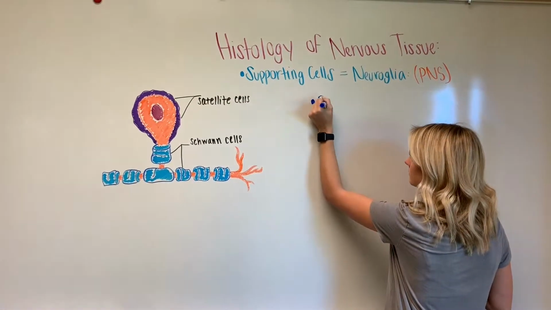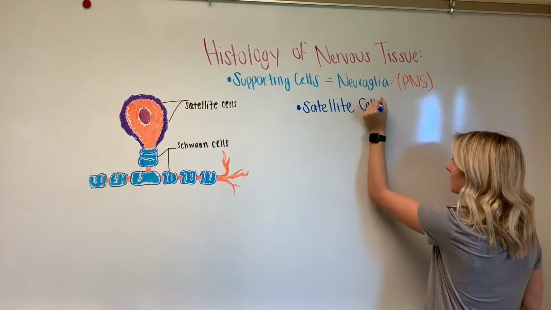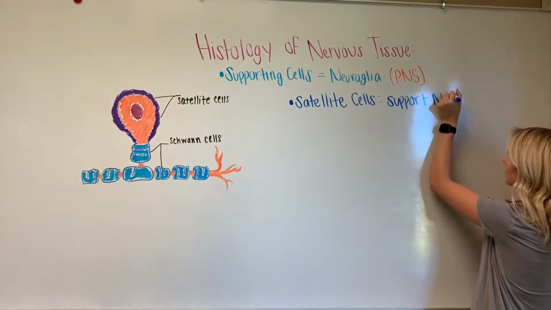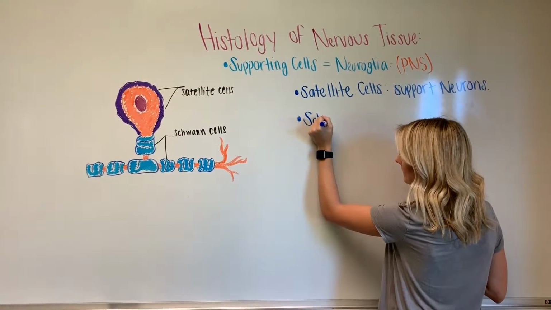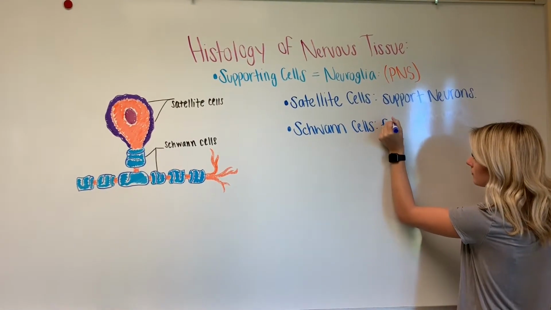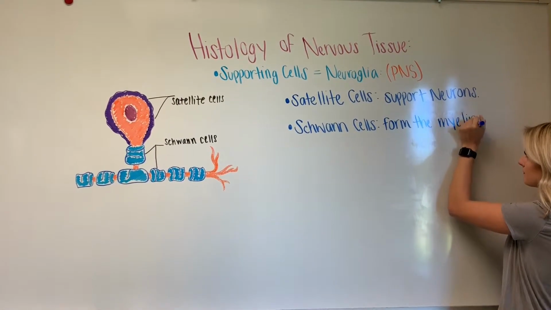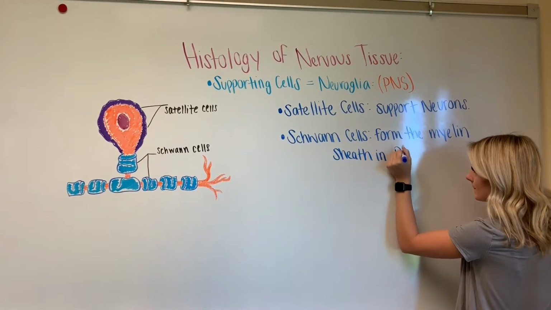Now on to the two types of neuroglia in the PNS. The first being satellite cells. These cells cover the surface of nerve cell bodies and provide support to the neurons. The last type of neuroglial cell in the PNS are Schwann cells, also known as neurolemocytes. These cells form the myelin sheath and provide insulation in the PNS. These are not to be confused with the oligodendrocytes, which are found in the CNS.